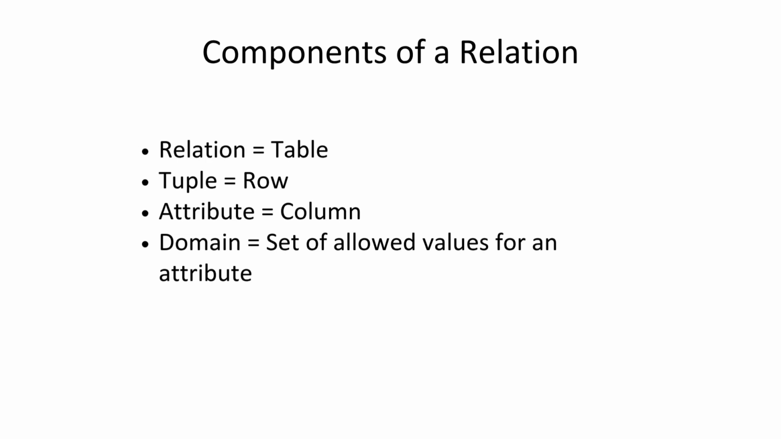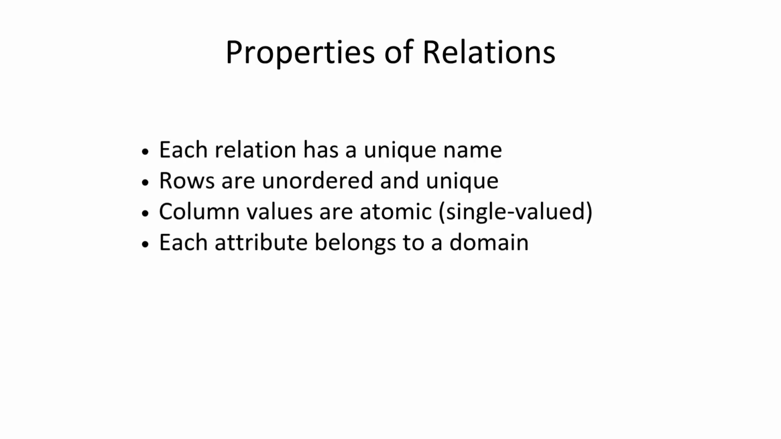Lastly, we have the domain. This refers to the set of valid values for a particular attribute. For example, if you have an age column, the domain might be all integers between 0 and 150. These components together define how data is stored in a structured and meaningful way.